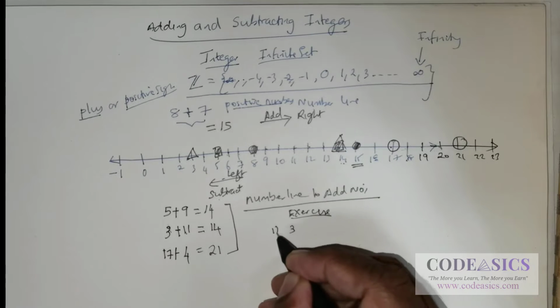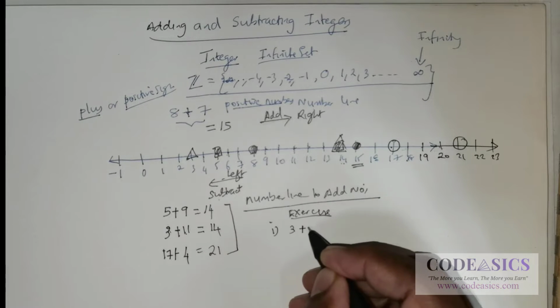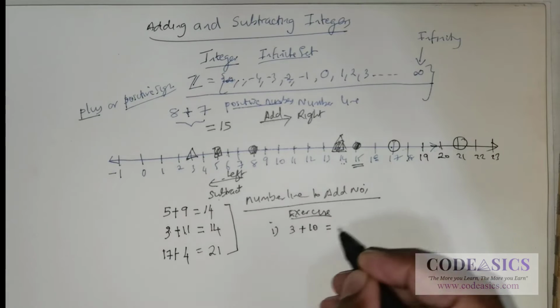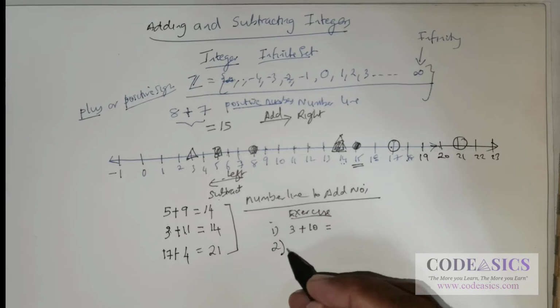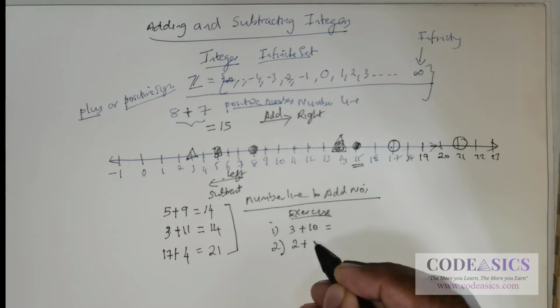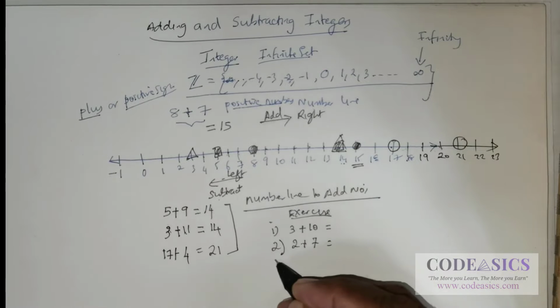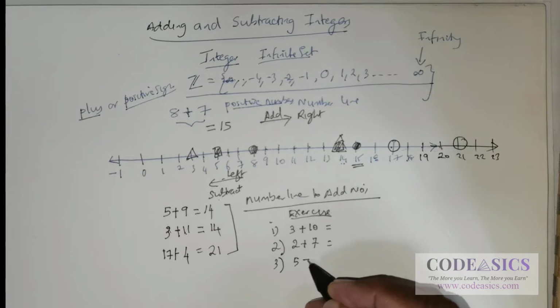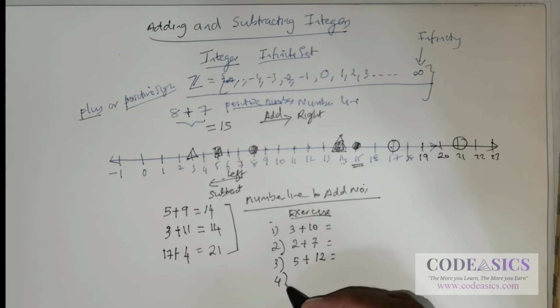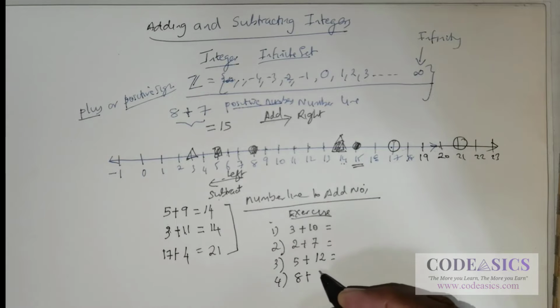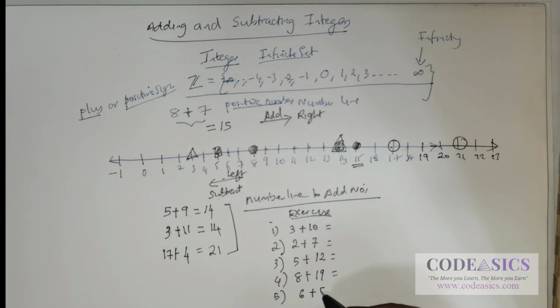So you need to do this. Question 1, 3 added with 10. So draw the number line. Start with 3, count up to 10 and give me the result. Question 2, 2 added with 7. Question 3, 5 added with 12. Question number 4, 8 added with 19. So you've got to draw the number line. And question number 5, 6 added with 5.